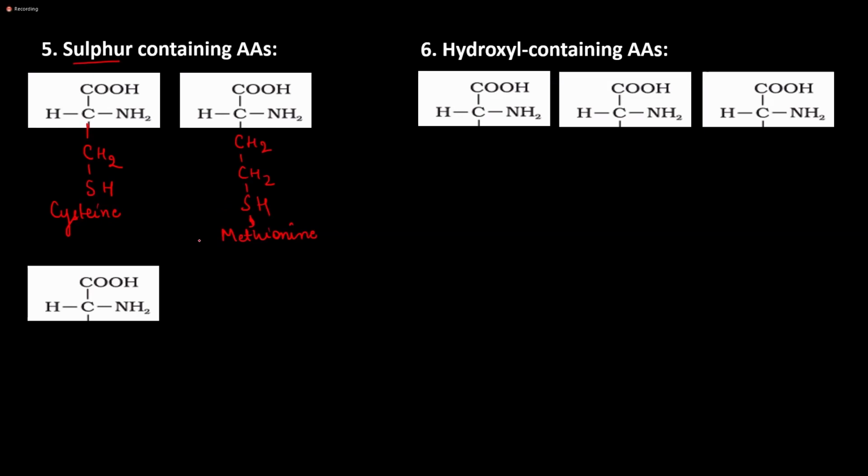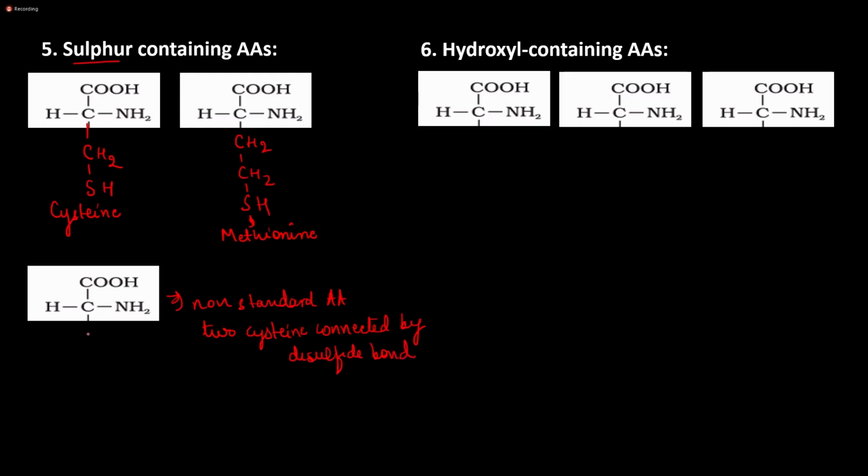Now these 2 are standard amino acids, cysteine and methionine. Now the third amino acid is cystine. The name is also similar, but this is non-standard. So the next I am going to draw is a non-standard amino acid, and the structure has 2 cysteine connected by a disulfide bond.